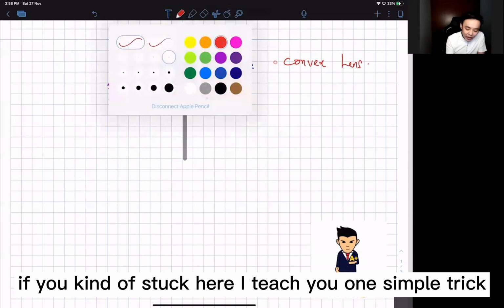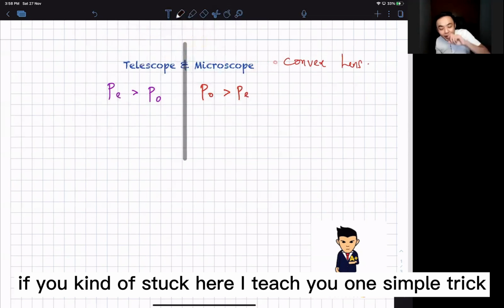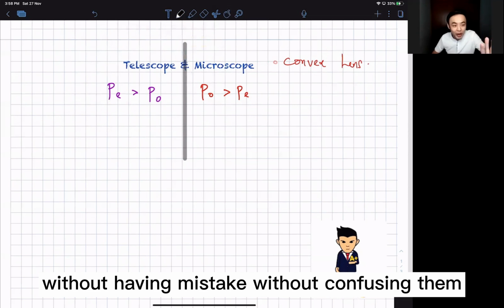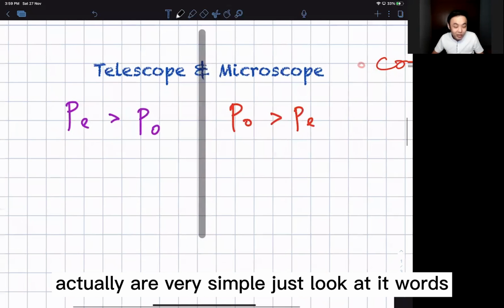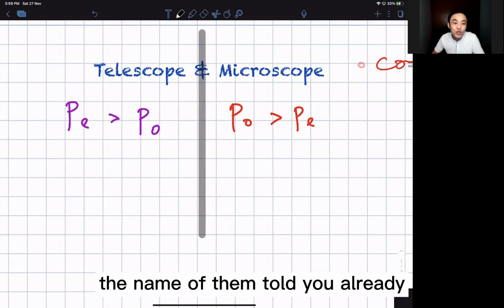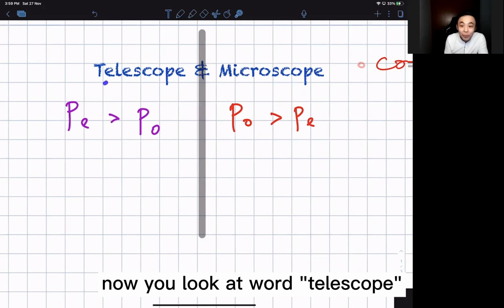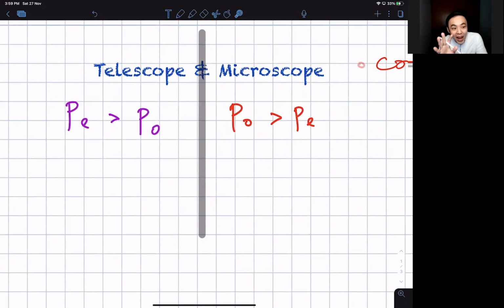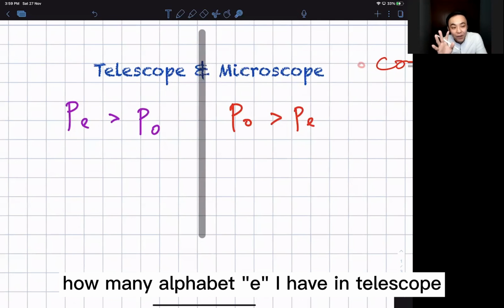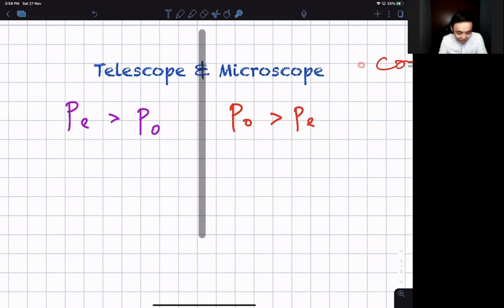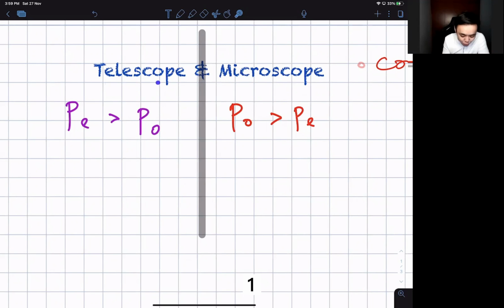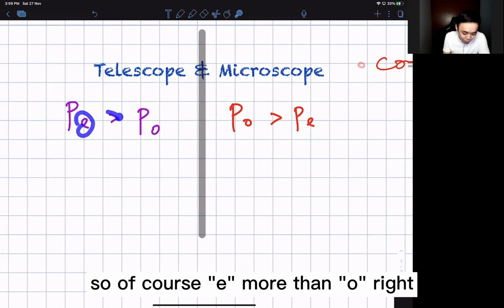Now, if you are stuck here, I teach you one simple trick. Very easy. How can I tell straight away without making mistakes or confusing them? Actually, very simple. Look at the words. The name of them told you already. Look at the word telescope. You count the letter E. How many E do I have in telescope? 1, 2, 3. Then you count the letter O. How many letter O do I have? 1. So of course, E is more than O, right?